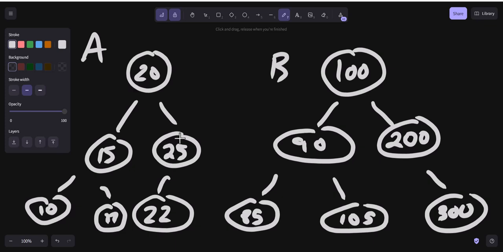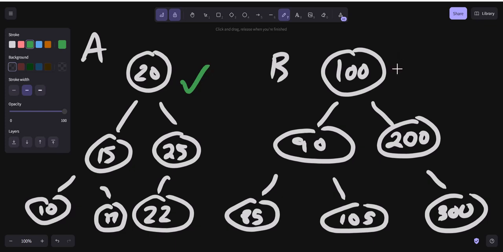Good. 25 is greater than 20. 22 is less than 25, so it's the left child, but 22 is also greater than 20, so it does belong on the right-hand side. So this checks out. Okay, so I'll put a little green mark. This is a binary search tree. What about the right side?